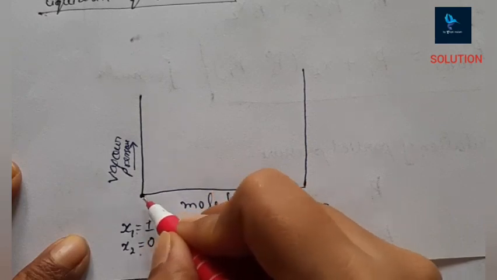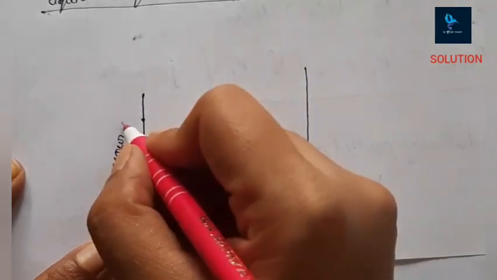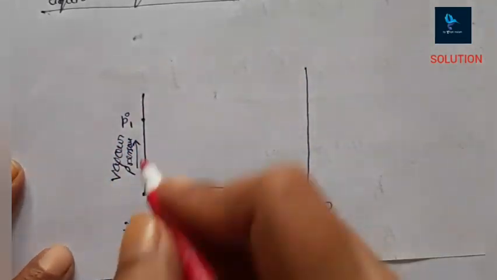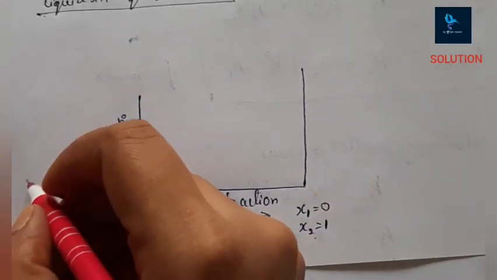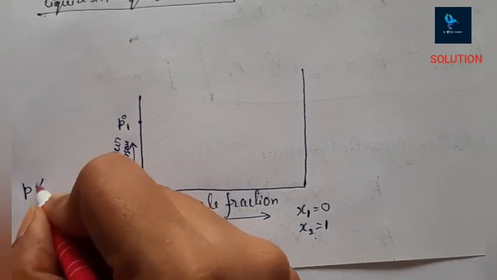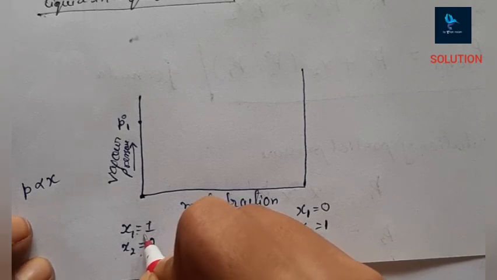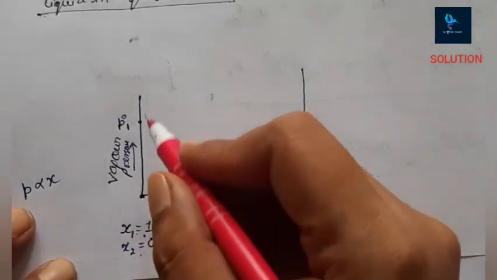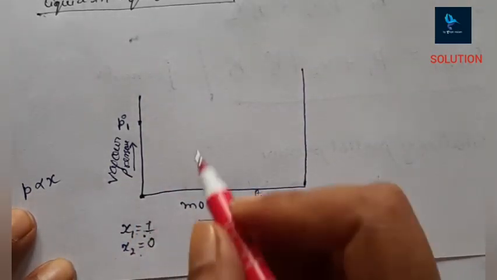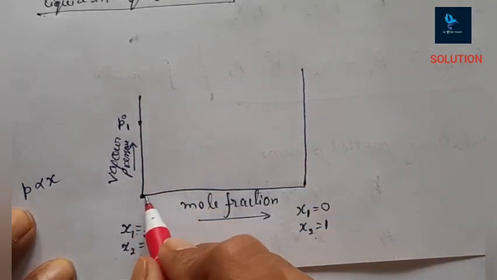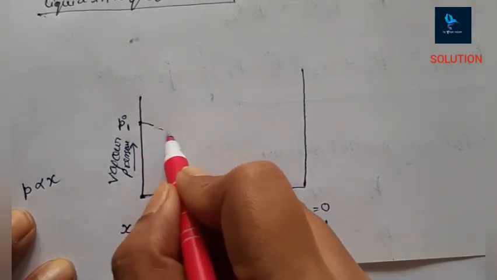When the value of mole fraction is greater, we get the greater vapor pressure, which is denoted as P0. I already told you P0 is the vapor pressure of the pure liquid. You also know that P is proportional to x. If the mole fraction is greater, we get more vapor pressure. As we move to the right-hand side, the value decreases, so the vapor pressure also decreases.